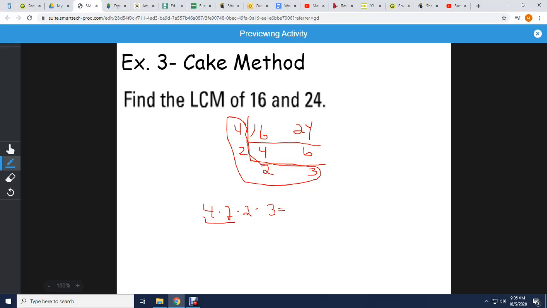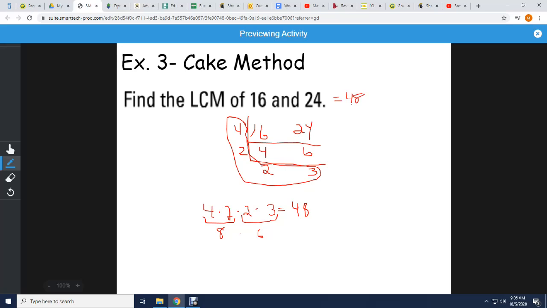So 4 times 2 is 8. 2 times 3 is 6. 8 times 6 is 48. Now, because it's all multiplication, you can go a little crazy with your order, right? The order of operations technically would say you should do this first, then go do this, then do this. But because it's all multiplication here, I can kind of chunk it together how I want and still be okay. So 16 and 24, the least common multiple is 48.